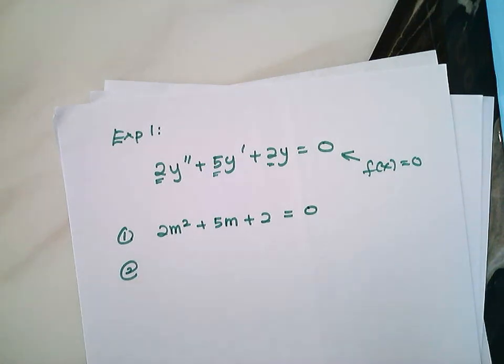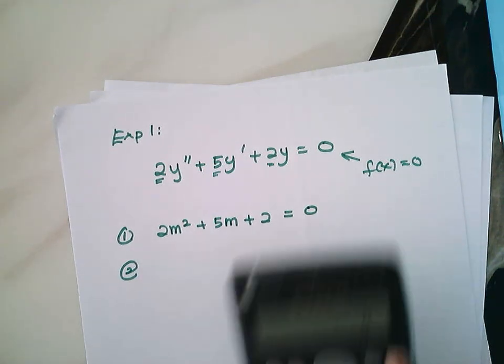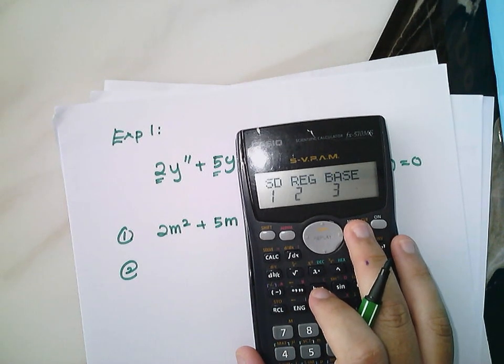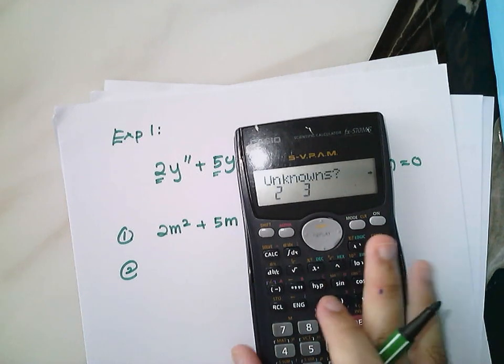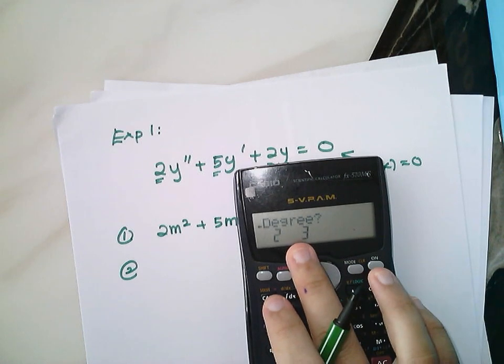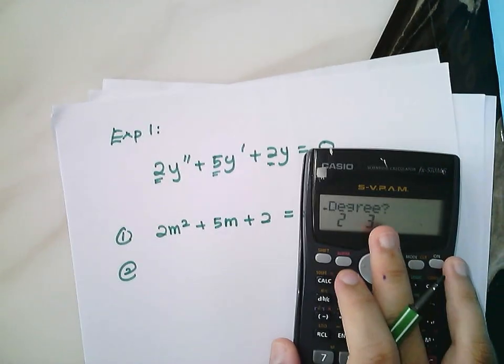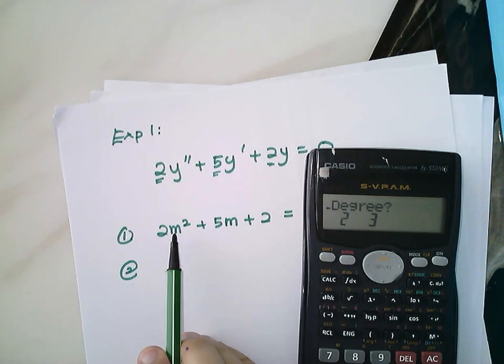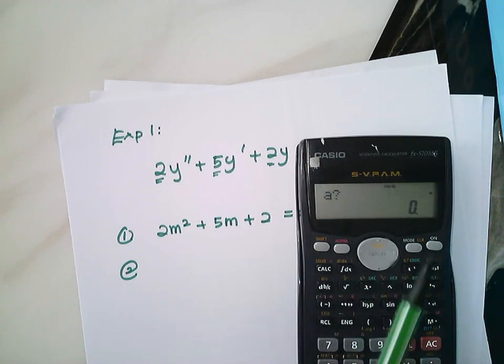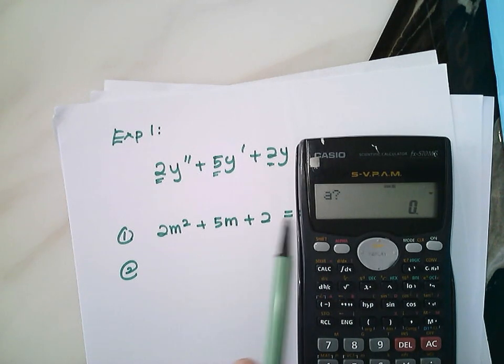Straight away you can use your calculator here. Mode, equation, first one. This one is unknown, and another one is degree. In this case we are using degree 2, because you have your m here to the power 2. So we key in the values of a, b and c. Your a is equal to 2, your b is equal to 5, and your c is equal to 2.